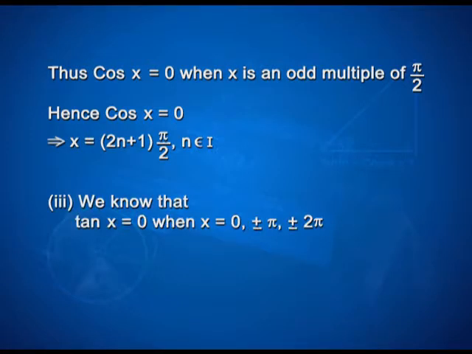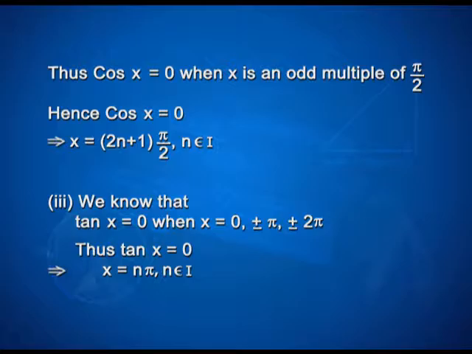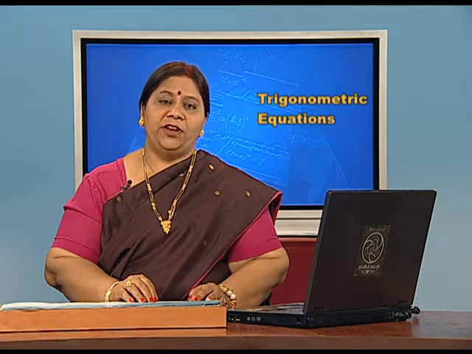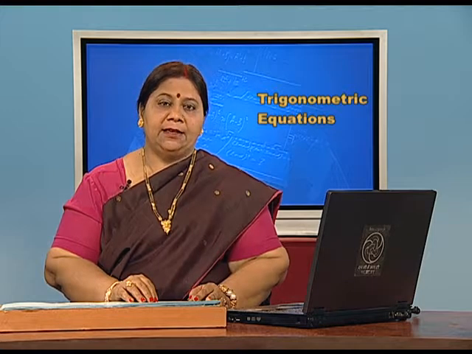Now, for tan x is equal to 0, when x is equal to 0, plus or minus pi, or plus or minus 2 pi, tan x is 0. This implies that x is equal to n pi, where n belongs to integers I. Now, students, let us solve some theorems involving trigonometric equations.